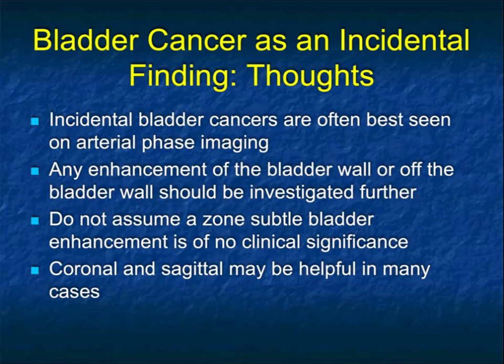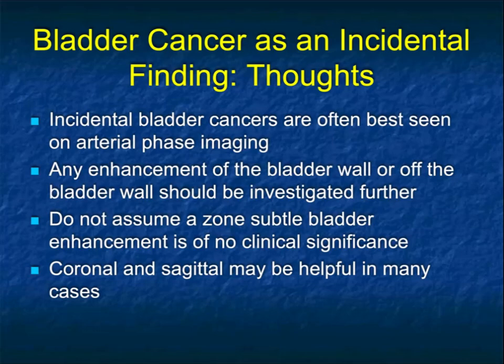Although we don't think about bladder cancers as being hypervascular, they in fact are vascular around 80 to 90 Hounsfield units, but against urine, which is 0 Hounsfield units, it stands out very nicely. So incidental bladder cancers are best seen and best missed on arterial phase imaging. Any enhancement of the bladder wall or off the bladder wall should be investigated further.